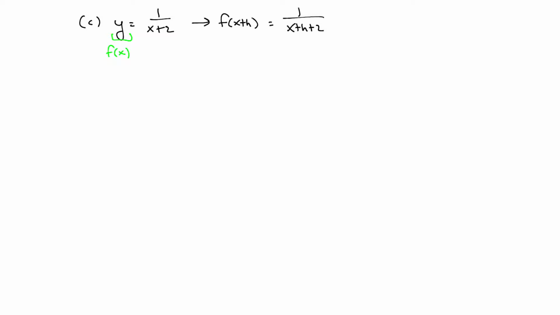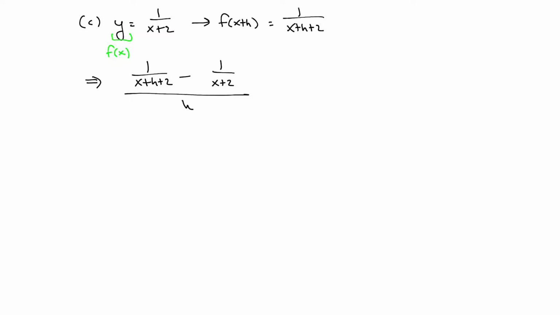So the difference quotient, I'm not going to rewrite the formula just to save on time. This is going to be f of x plus h, so 1 over x plus h plus 2, minus f of x, so 1 over x plus 2, all over h. And remember, we're not done until we cancel that h. So there must be some type of algebraic manipulation that we can do.